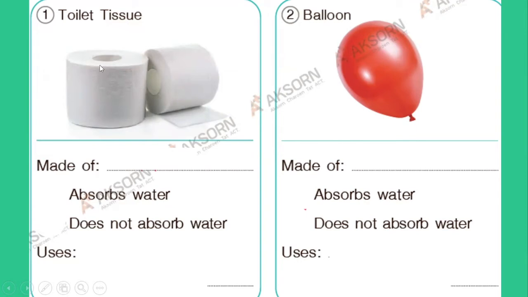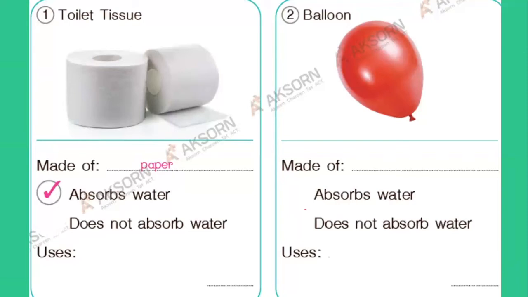What do you think? Toilet tissue is made of which material? What material do we use to make toilet tissue? Could you guess? It's paper. Absolutely correct. Repeat after me, paper. Okay, and answer the next question. Does paper absorb water or does it not absorb water? You remember we did some activity. We took our paper and added some water, and the paper absorbed water. Correct. And then the paper became weak.